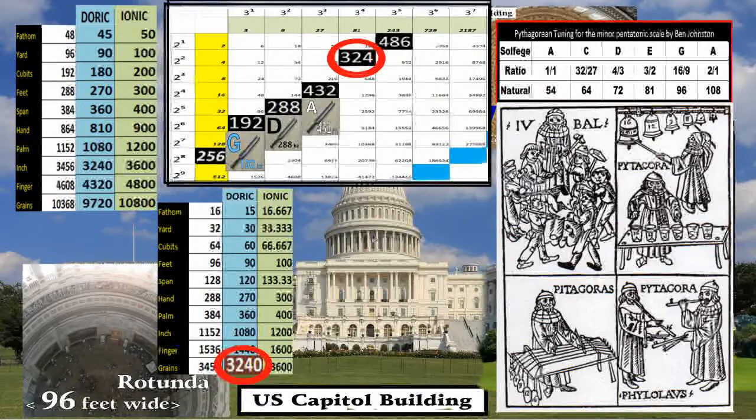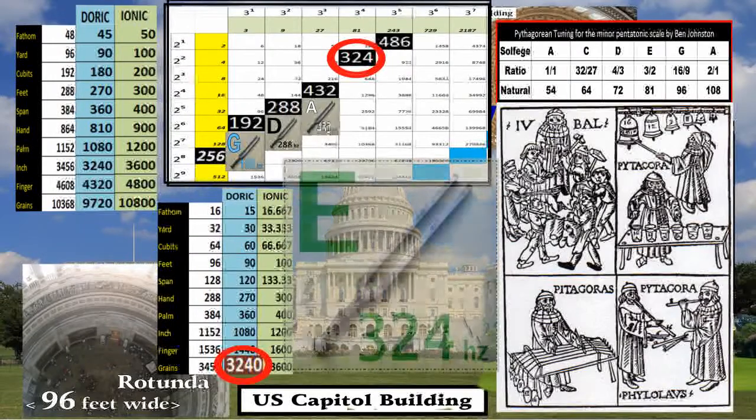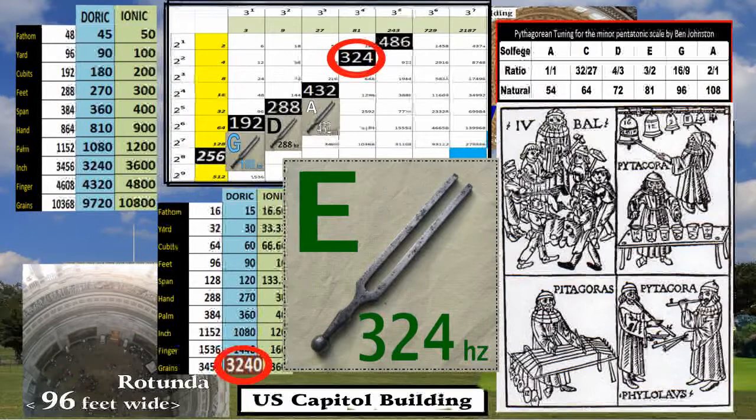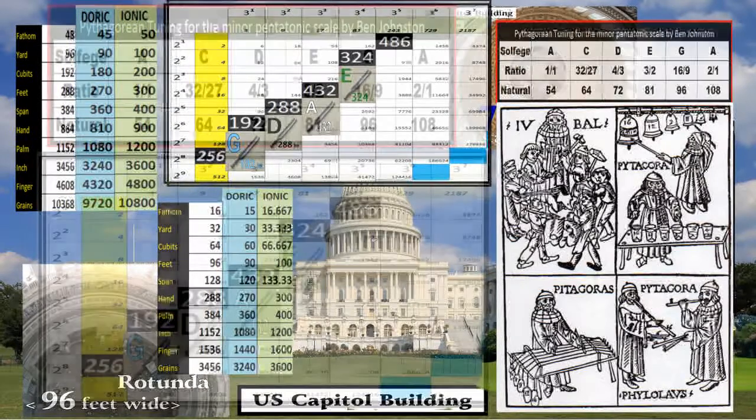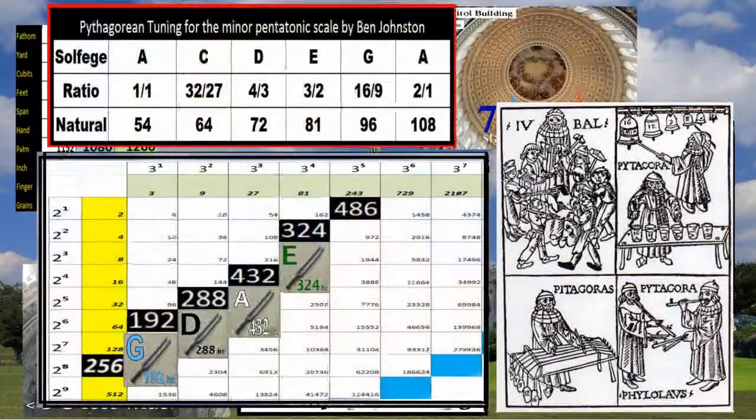Now I've also got 324, the width of the rotunda, 96 feet, or 3,240 Doric grains, and E, 324 hertz. So we saw earlier pentatonic tuning, which is on the 5-note scale, but then we also go into these other tuning scales, and again there's a lot more information in regards to this, and this is not my area where I'm most comfortable talking about this. I don't script anything I do, I just set the pictures up and start, so anyway, what we have here is we see the beginnings.